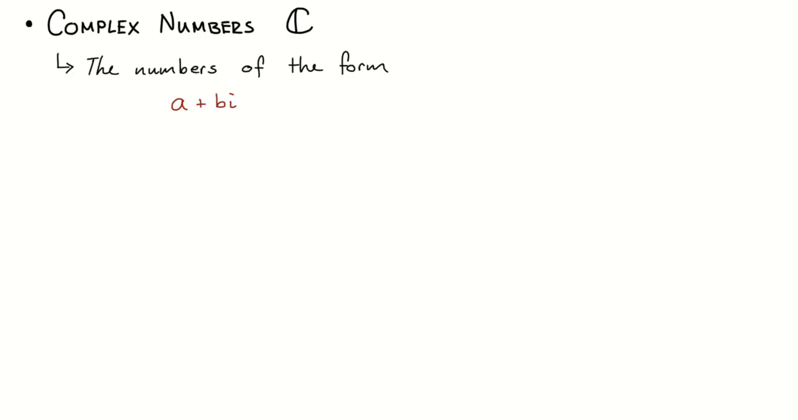a plus bi, where a and b are real numbers. And I would use the blackboard R if I were you. That's this thing. And i, that lowercase italic-looking i, this thing is the imaginary unit.